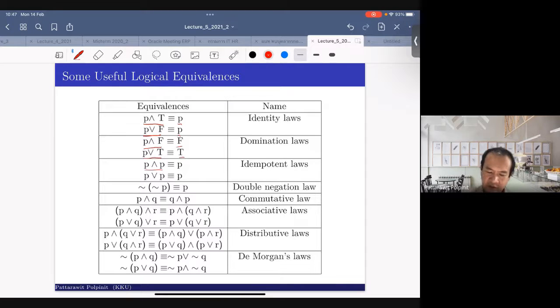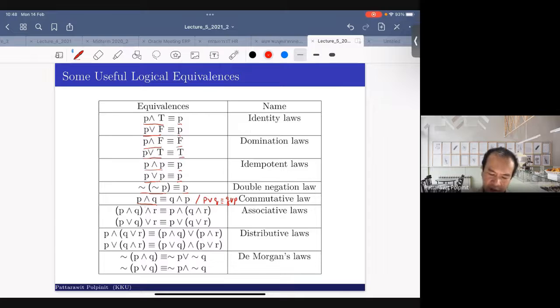P and P, you get P. Same thing, P or P, you get P. Negation of negation of P, you get P. That is the double negation law. P and Q, you can swap the position between P and Q. That's called the commutative law. Basically, you can swap. This is the same as, oh, I think I missed this one. P or Q is logically equivalent to Q or P. I think I missed one of the lines there.